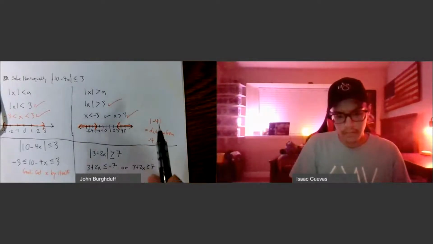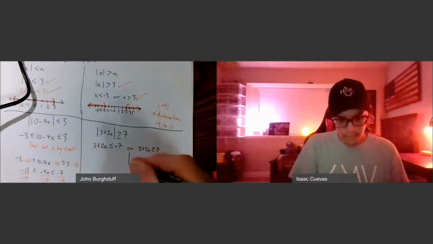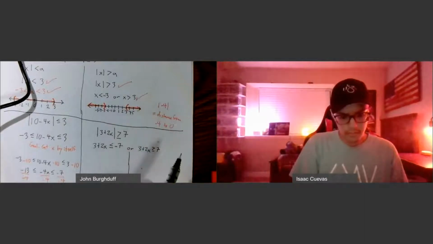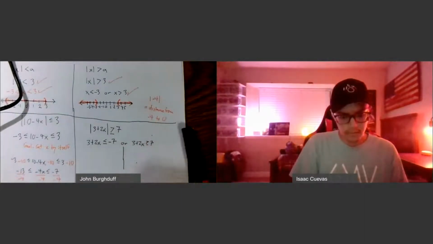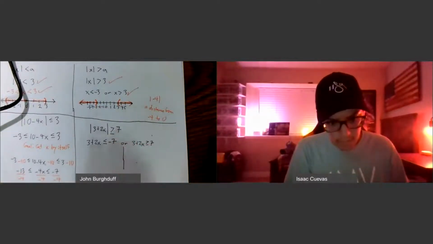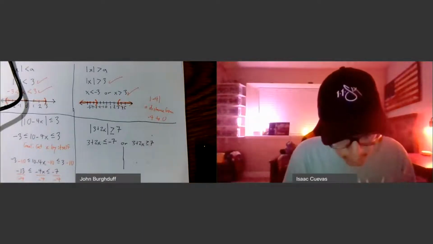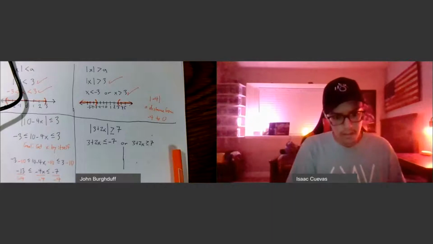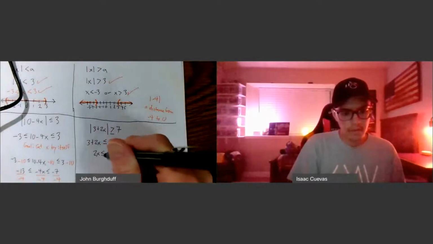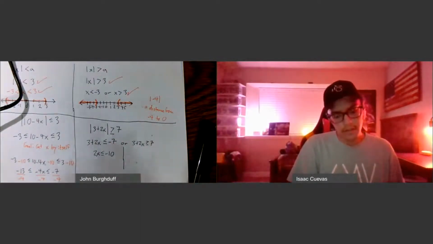So when you have a greater than, you're always going to get two separate inequalities, but that's okay. You just solve them separately and we'll see what happens. So if I had this inequality, what would I do here to get the x by itself? You would subtract 3 from both sides. So that would give you 2x, and -7 minus 3 would be -10. And then you divide by 2.